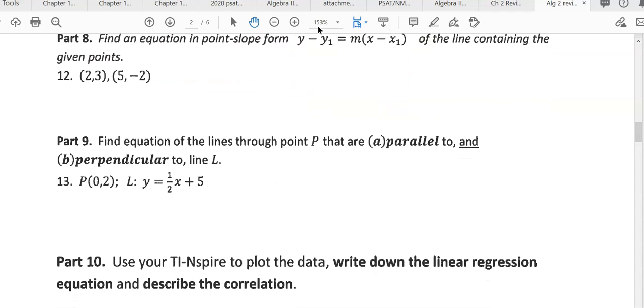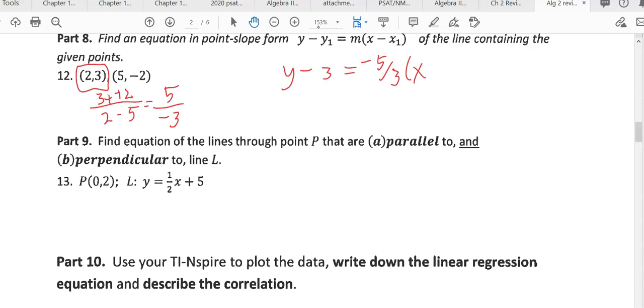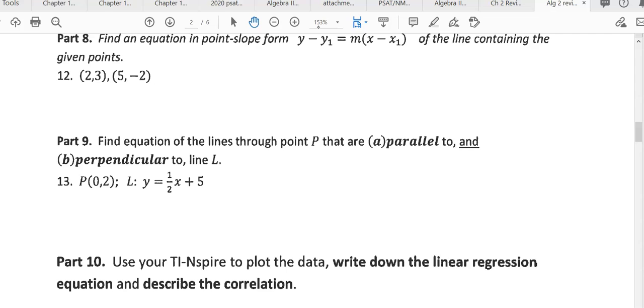Find the equation of the line in point-slope form. So let's find the slope first. This is 3 minus -2 over 2 minus 5. Boom, boom. That's 5 over -3. So -5/3. So I'm going to go ahead and write my equation. I'm going to choose this point. So it's going to be y minus y1, which is 3, equals -5/3 times x minus 2. You got it.